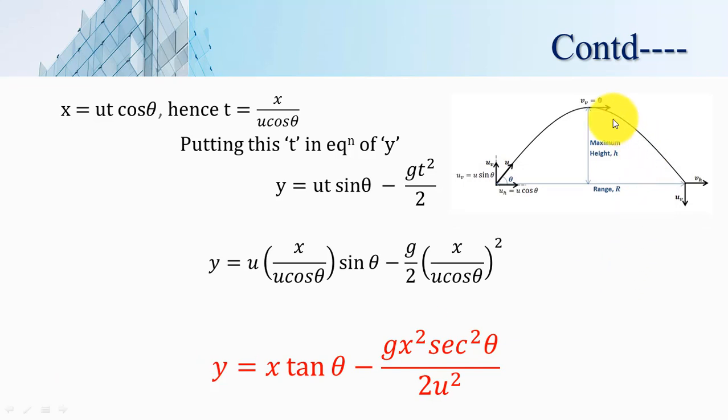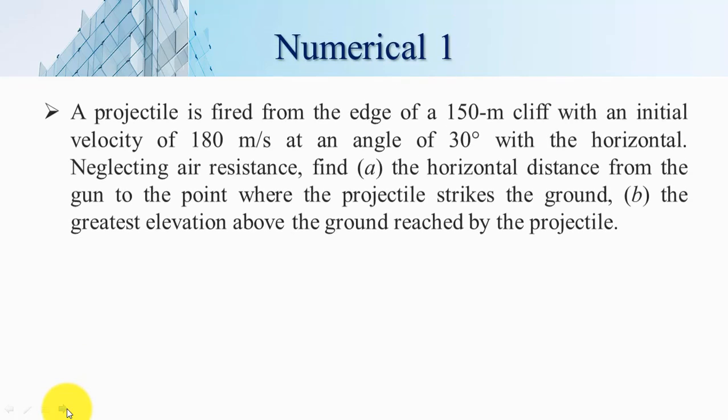Here in this total path, suppose I want the position at this point, so I'll name it as x and y, and in that x and y, the values of theta and the initial velocity will be put, and accordingly that equation can be used. So let us solve here one numerical related to the same concept.